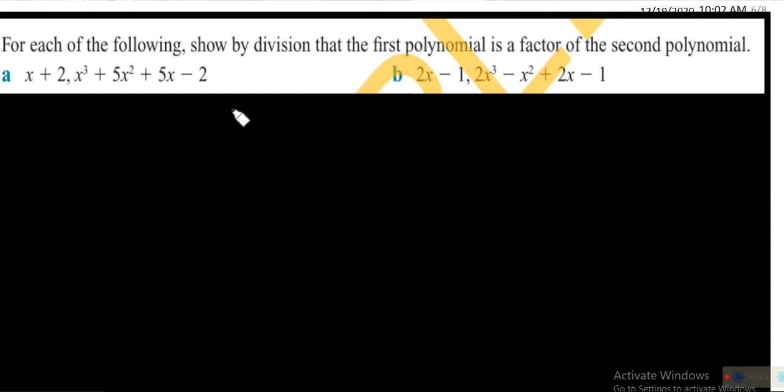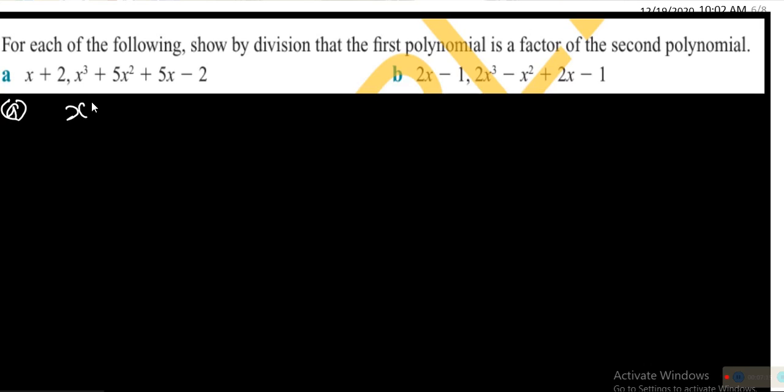Now, for each of the following, show by division that the first polynomial is a factor of the second polynomial. Remember I told you, you do division of polynomials the same way you do division of ordinary numbers. But in a polynomial you are going to be using the first term of the divisor to divide the dividend. So let's look at A.